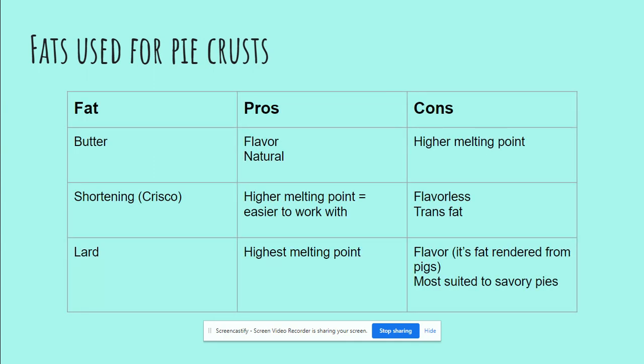All right, so the different fats that we can use for pie crust are butter, shortening, which is like Crisco, that's the brand name, and lard. So you guys can see the pros and cons of those.